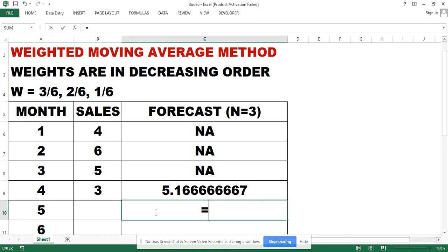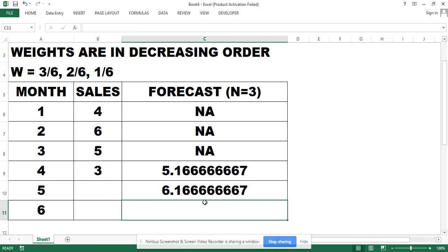Similarly here, now what we will do is equals this into 3 by 6, plus this into 2 by 6, plus this into 3 by 6 and click enter. So this is how we got the result 6.16. Now let's take it here, 7.